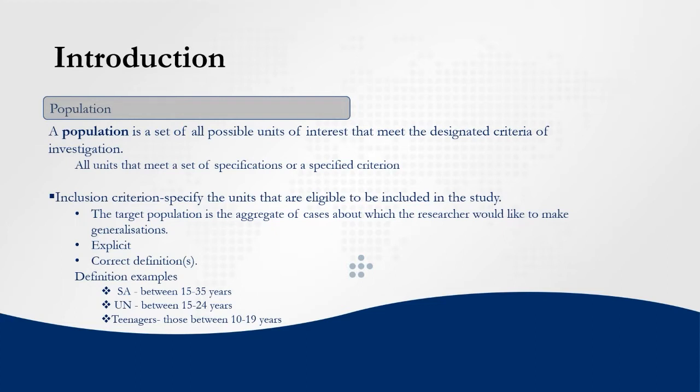So the exclusion criteria, in essence, specifies the units that are eligible to be included in the study. That will now lead you to the actual population that you need to focus on. And your inclusion criteria has to be very explicit, and you have to be guided by the correct definitions, the definitions that will work for your study. In many cases, things are defined differently, or things can assume many definitions.